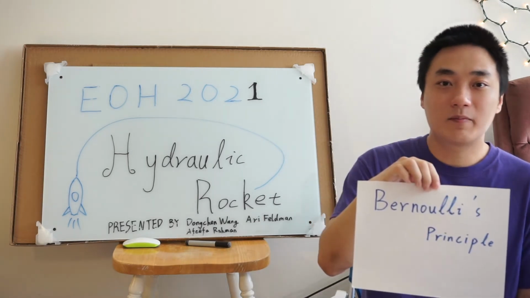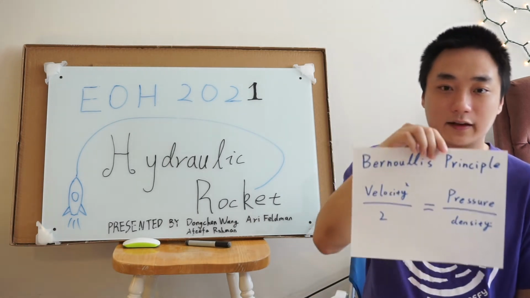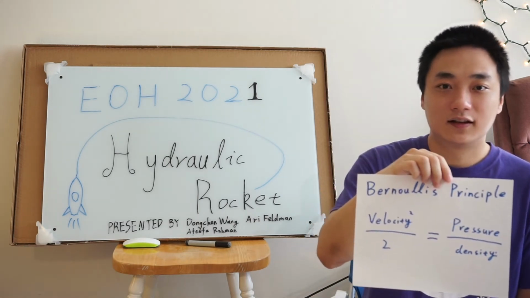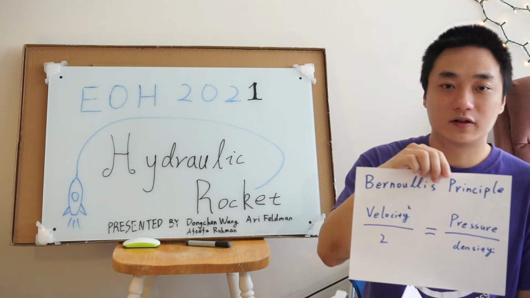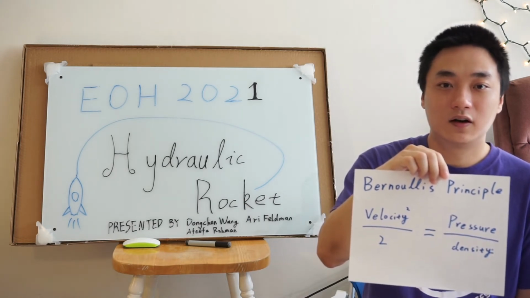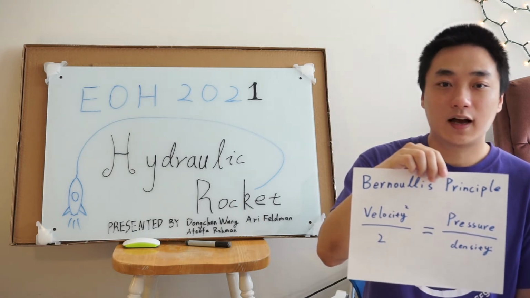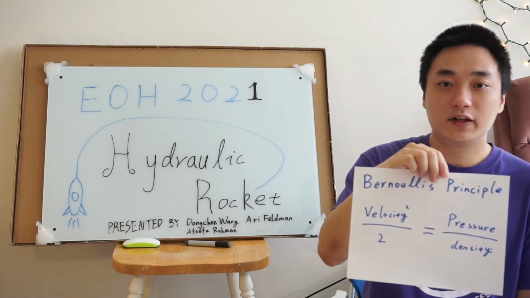Although it sounds complicated, it has a simplified form like this. The left side of the equation is the velocity squared, and the right side of the equation is the pressure divided by density. From this formula, we can see that if we have the higher pressure on the right side, it will lead to the higher velocity on the left side.